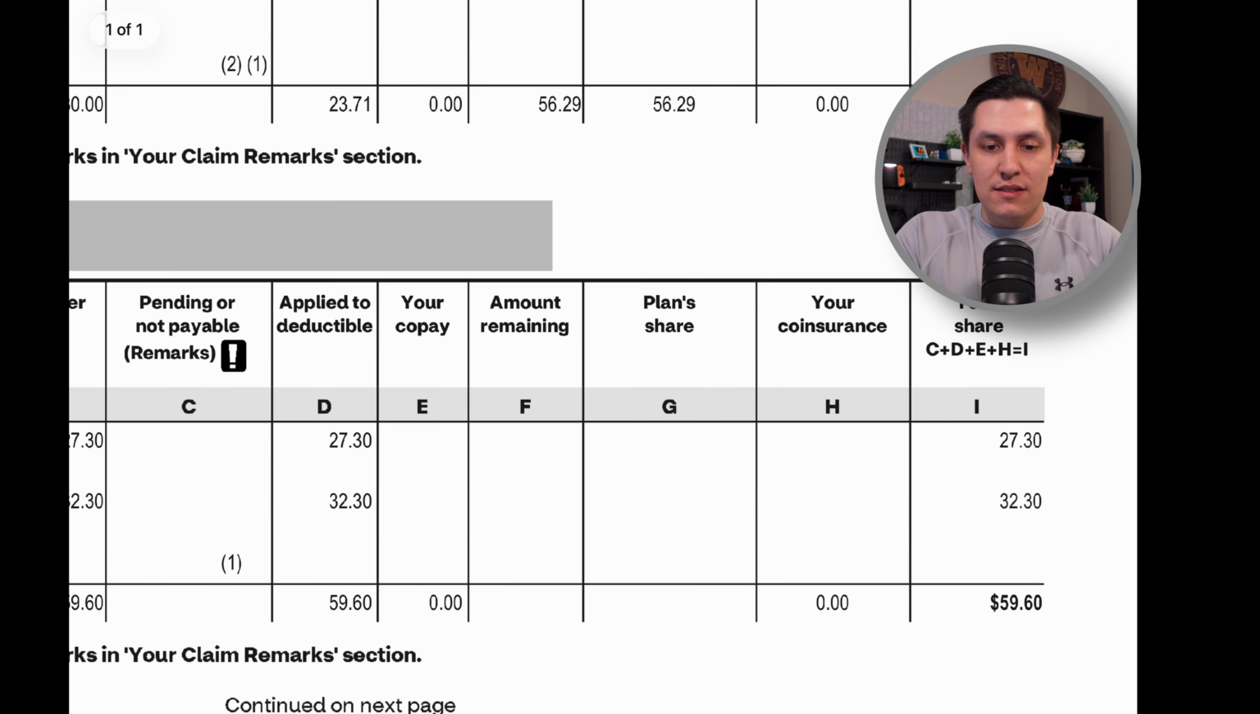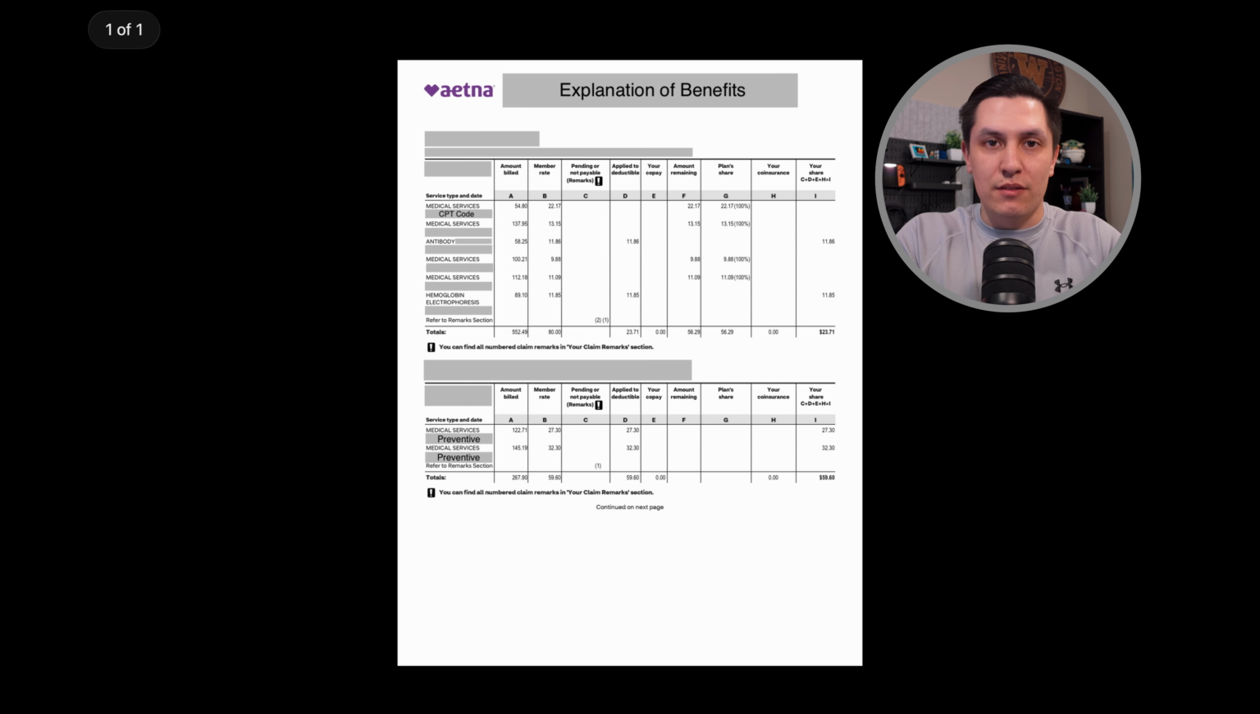EOBs are always like this. They show this type of information. They give you an idea of how much a plan is covering, how much a plan is not covering, what your out-of-pocket cost should be, and then you have to wait for the bill from the provider to make sure that that was all correct. And a lot of times there's going to be some discrepancies, and it is in your best interest to make sure that you ask the questions and you appeal.